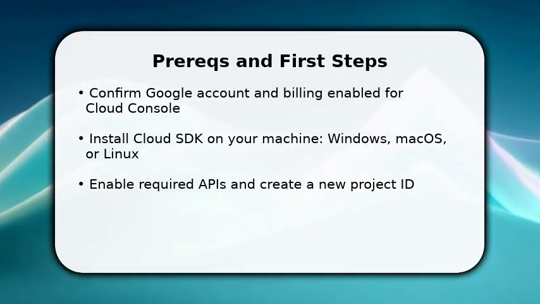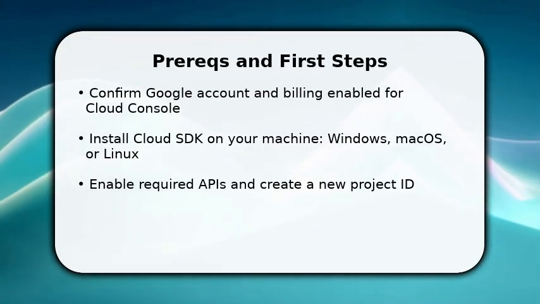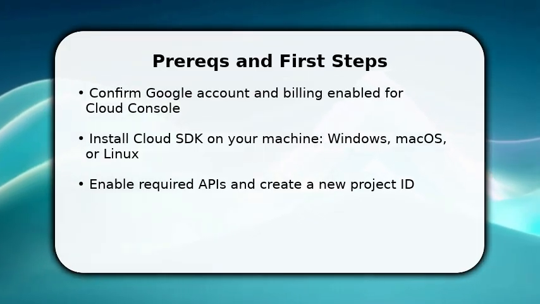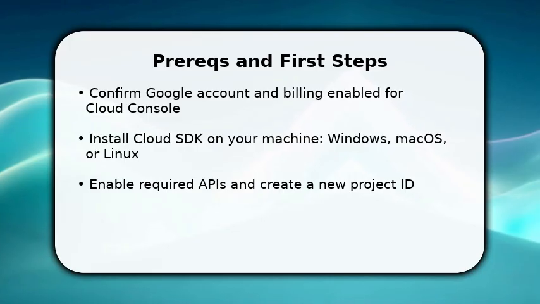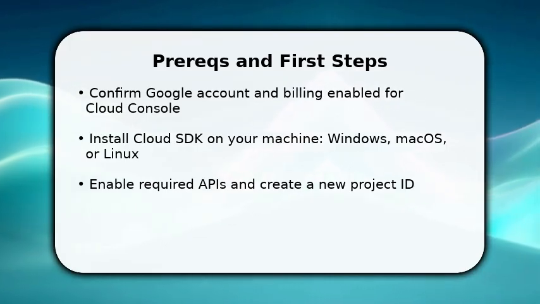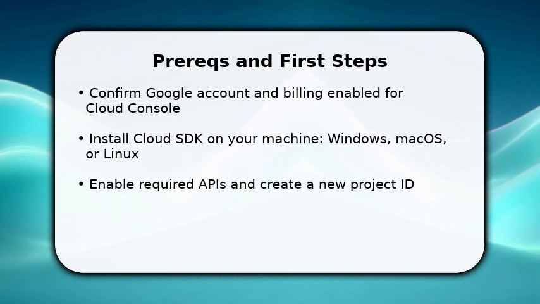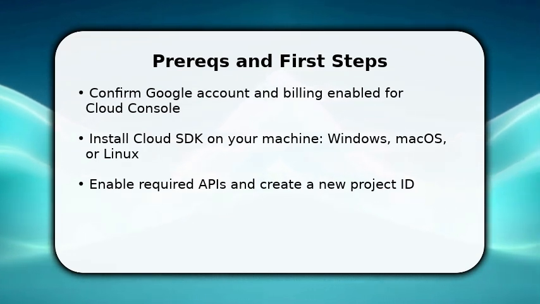Once done, authenticate with gcloud auth login and set your project with gcloud config set project PROJECT_ID so subsequent commands target the right project. Make sure to enable the APIs you plan to use before continuing.